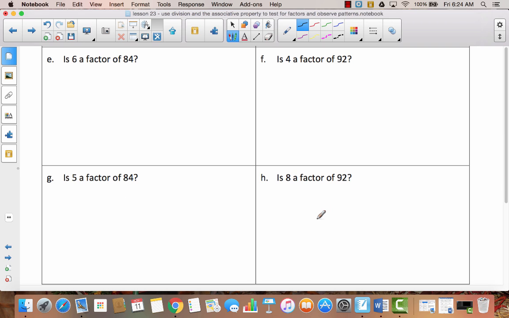All right, let's take a look at E. So, we have E, F, G, and H. Now, I'd like for you to go ahead and do E and F by yourself, and if you feel confident, go ahead and do G and H. Remember, you can always divide, always. Sometimes there's a faster way to do it by looking for a pattern, but using division to see if you have a remainder will always get you the answer.